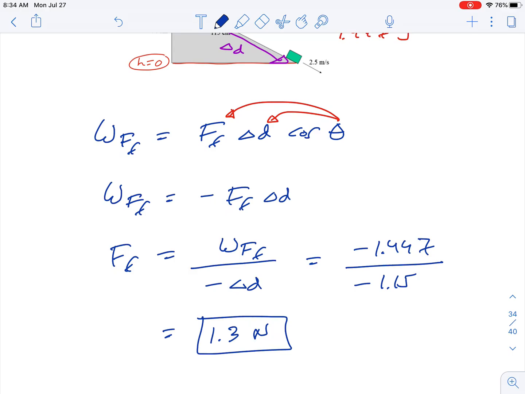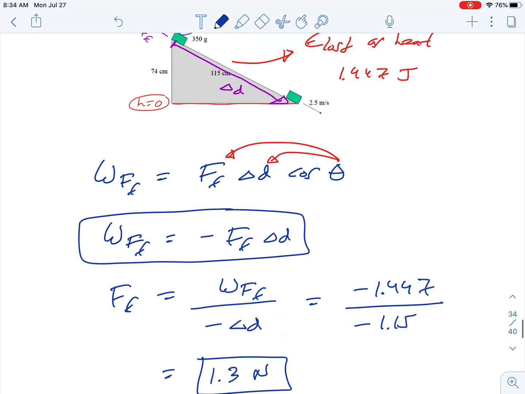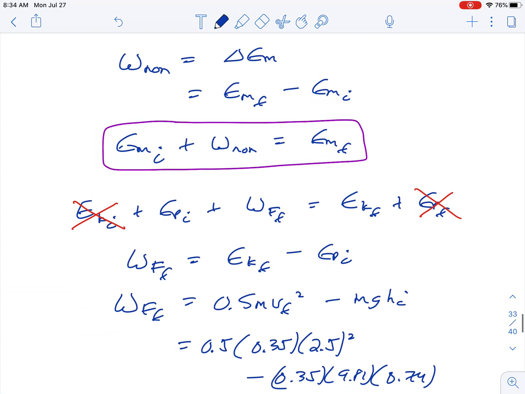So those are kind of our two equations we have at our disposal with friction questions. We've got work is equal to negative FD, and of course we have EM initial plus work non is equal to EM final. So I recommend you guys go and try to practice some questions that involve just friction or air resistance. And then you can come back and try the next one we do together. I'll see you then.